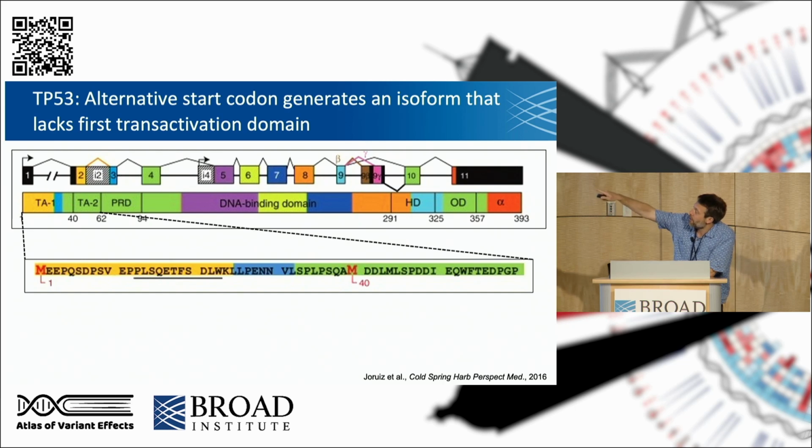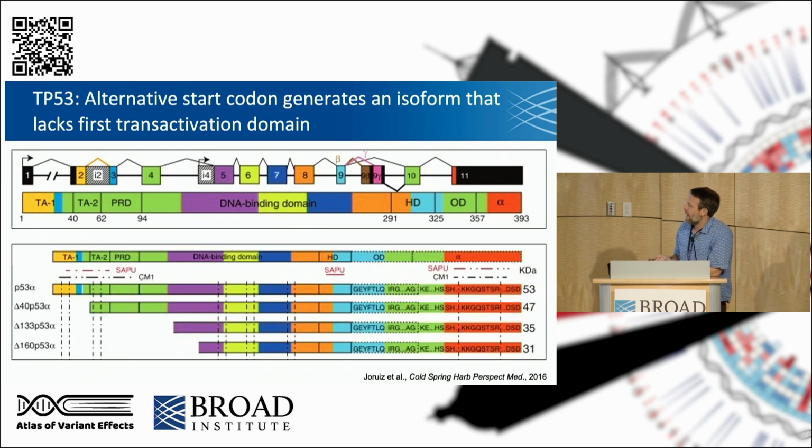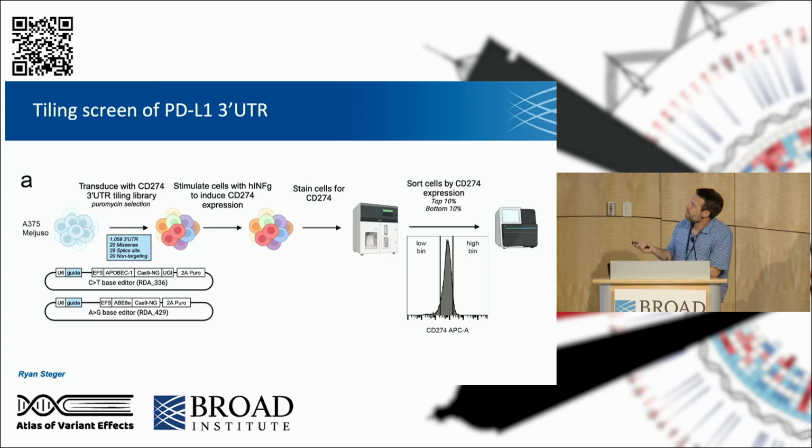What you can see, though, is that if you lose the first 40 amino acids, you lose a whole chunk of the first transactivation domain. So it would make sense that now the transcriptional targets being regulated by p53 are in fact different, leading to these differential outcomes. And indeed, this delta 40 mutation has been observed many times. This is not something that we saw for the first time.